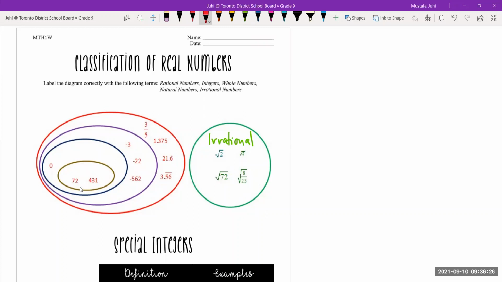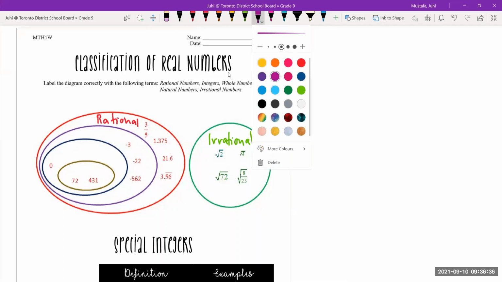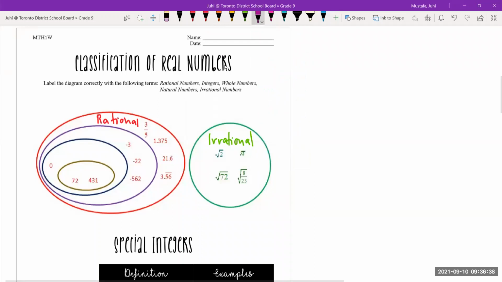Nicole? Yep, and why did you pick rational? Yep, so they can definitely be made into fractions, every single one of these. And also, that little dash over the 3.56 means the number is actually 3.5656565656. It keeps repeating. And usually a repeating decimal like that can be made into a fraction. Good. What did you guys get for the purple circle?